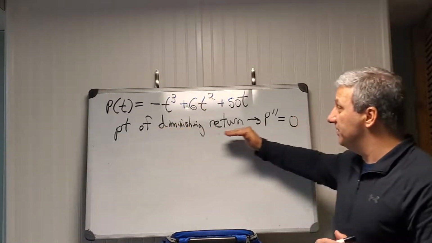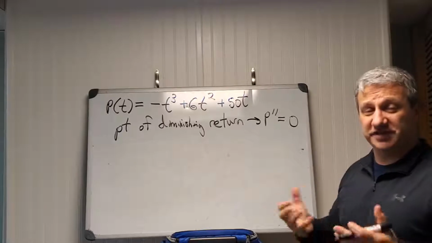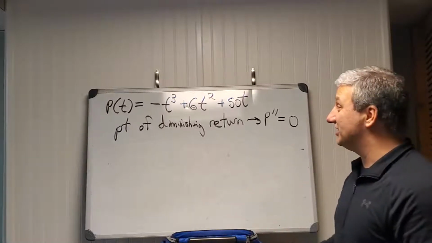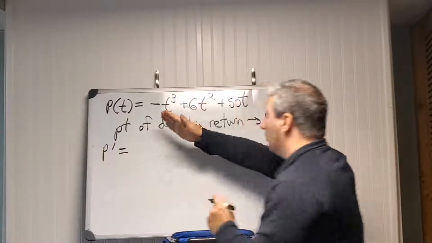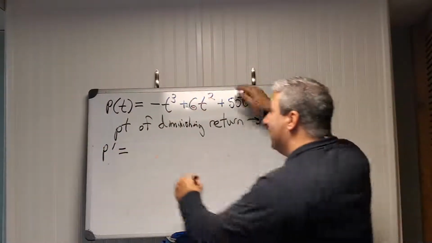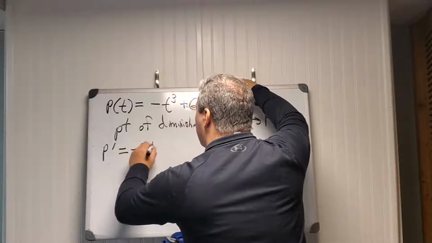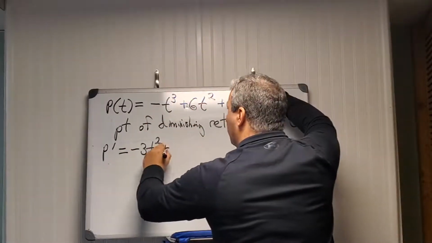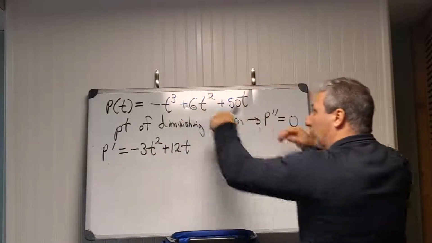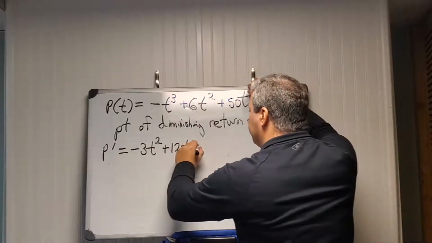Since the point of diminishing return is when the second derivative is equal to 0, I need to get the second derivative. So, all right, we need the first derivative, which we all can hopefully take. Negative 3t squared, right? Bring the power down, subtract 1. Same thing here. Bring the power down, subtract 1, 12t. Derivative of 50t is 50.